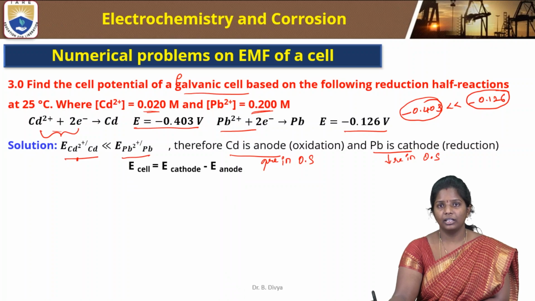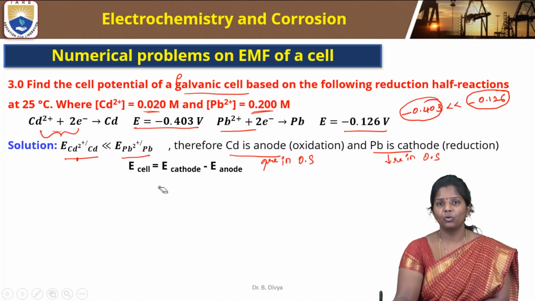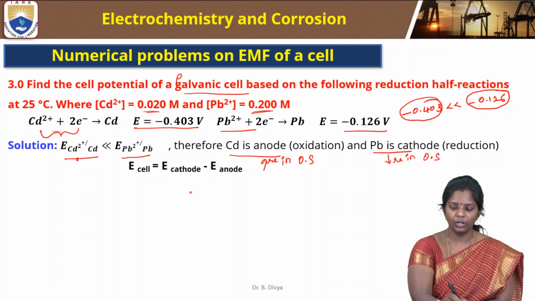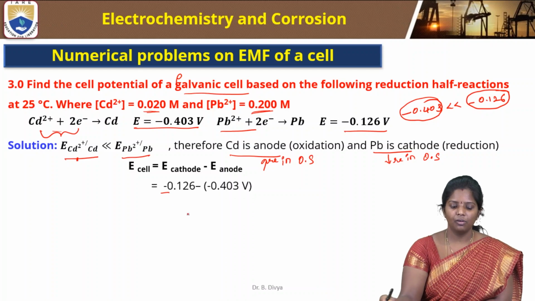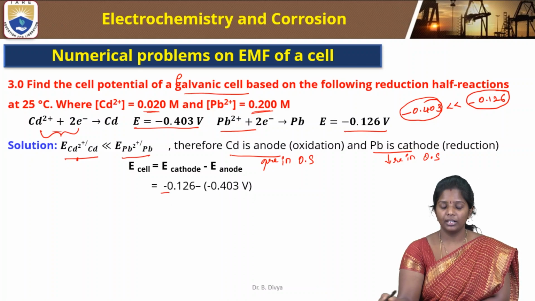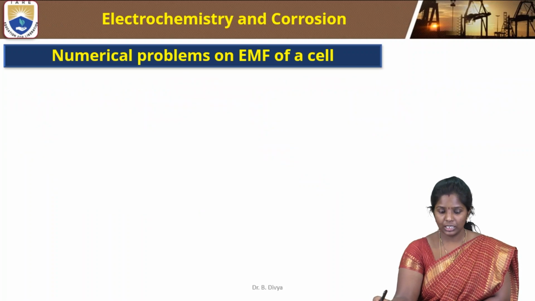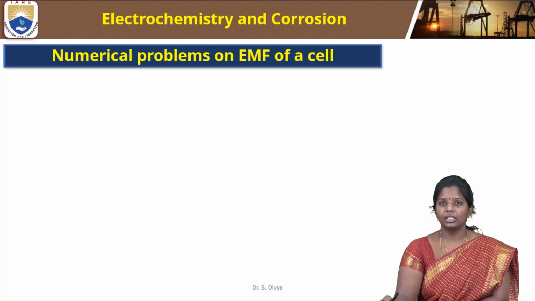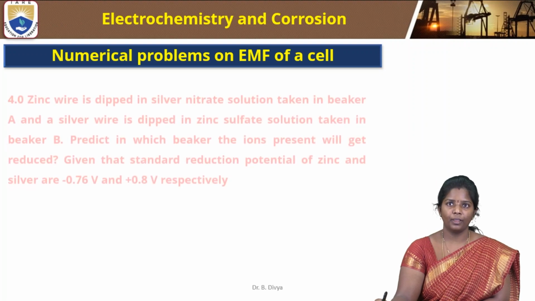Now we have to calculate the EMF so that we will understand the cell potential. For cell potential, it is E cathode minus E anode. Whenever they are giving reactions like this, we have to first define what is cathode and what is anode. So what is cathode here? Cathode is lead. So we substitute the values: minus 0.126 minus of minus 0.403 volt, and we get E cell of 0.277 volt. So the potential is positive. E cell is positive. It indicates the reaction will take place.